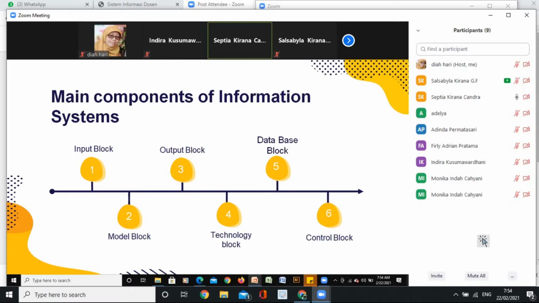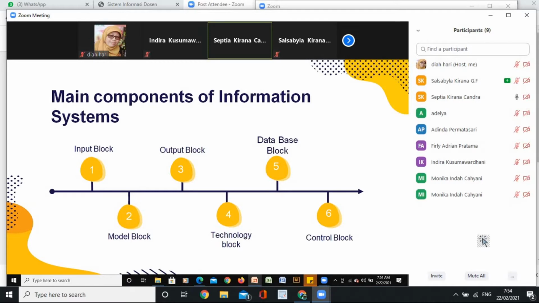The information system product is an output in the form of quality information and documents for all management levels and all information users, both internal users and outside the organization. The output is the main factor determining the other blocks of an information system. If the output of an information system does not match the needs of the information user, the design of input, model, technology, database, and control blocks is useless.